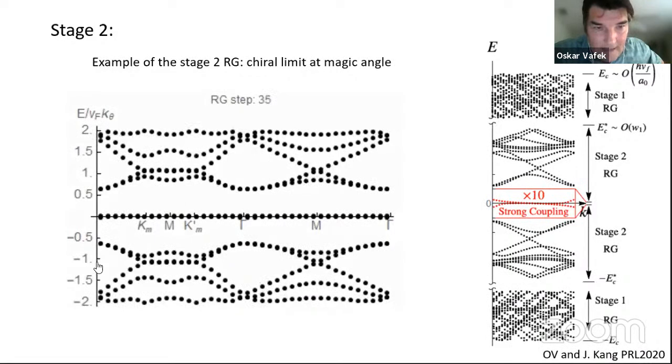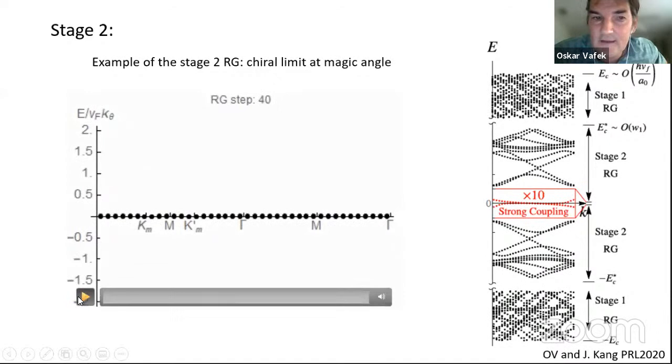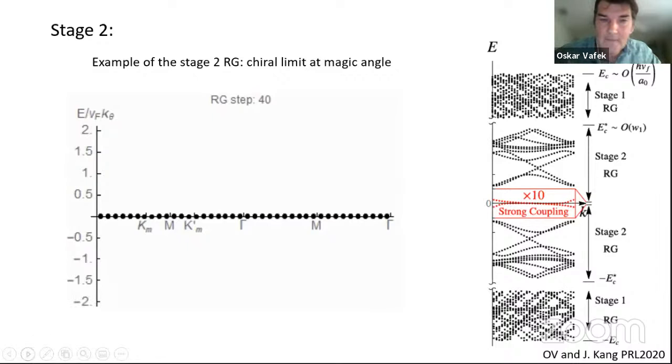Yeah, so they're 40 above and 40 below. And eventually we are left just with the narrow bands, okay? And at this point, we can no longer treat the problem perturbatively. The bandwidth is small compared to the Coulomb interaction, and we're going to switch to strong coupling, okay? But we know which problem we should be studying in strong coupling.